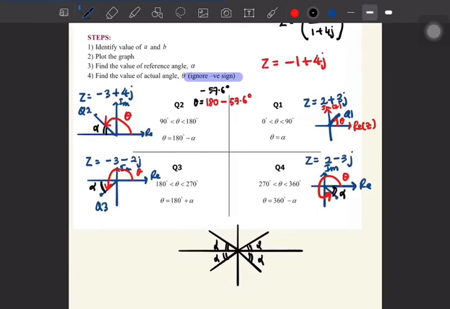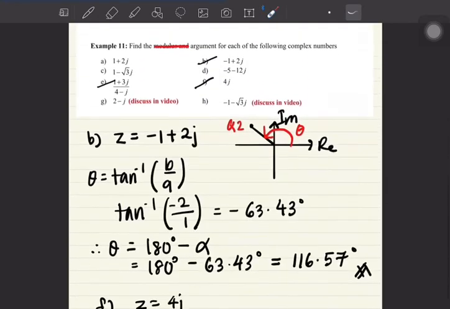As you notice, in my steps, I asked you to plot first before finding the reference angle alpha. Why?